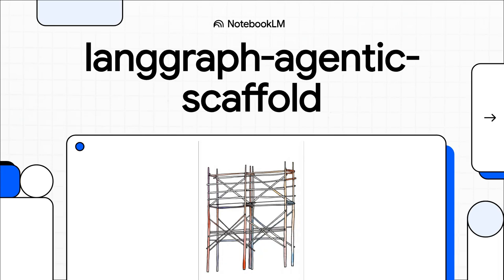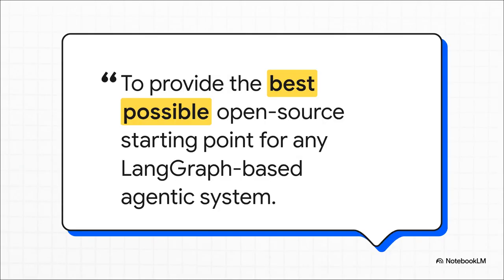All right, let's get into it. Today we're looking at a really exciting open source project called the langgraph-agentic-scaffold. Now, if you've ever tried building a complex AI agent system, you know the hardest part is just getting started. Well, this project is designed to be the absolute best foundation you can get. And they're not messing around.